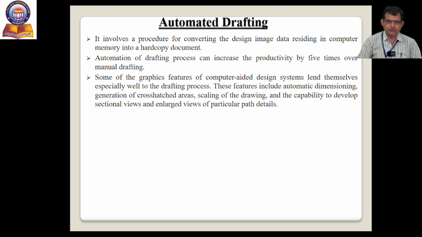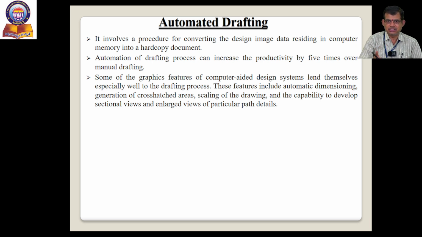Some of the graphic features of computer-aided design systems lend themselves especially well to the design process, because when I ask you to draw a complete 3D model of a screw jack, you can only draw the 3D model. If I ask you what is the side view, what is the top view, isometric view, you need to draw it again and again. But here in the system, once you have created it, simply by clicking on the corresponding icon, you can see all the views.